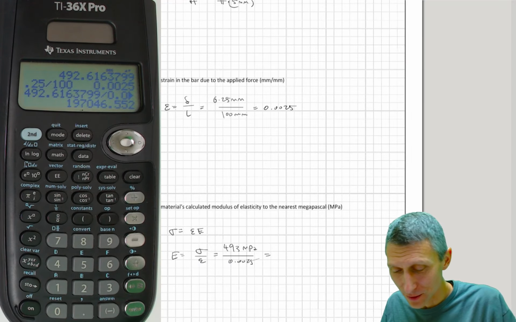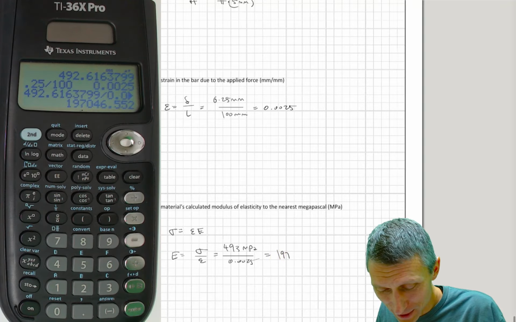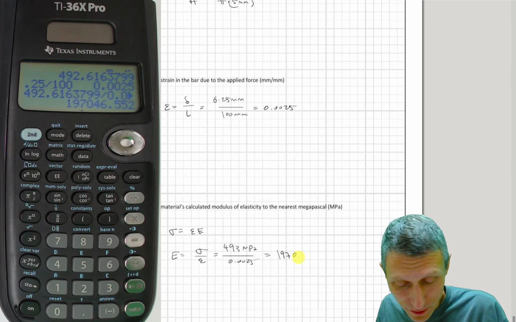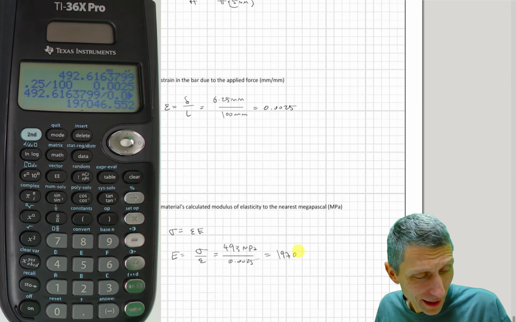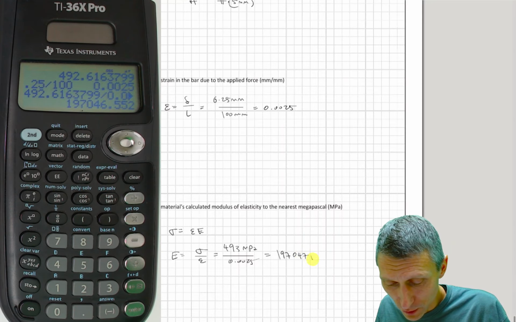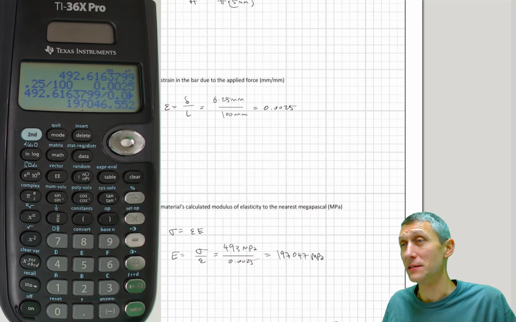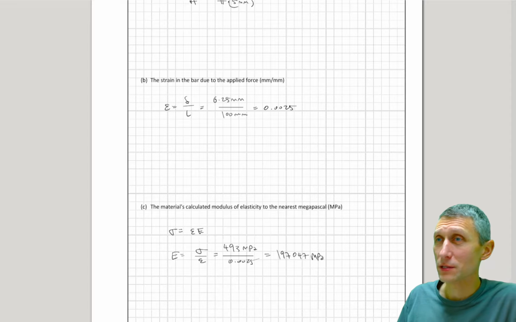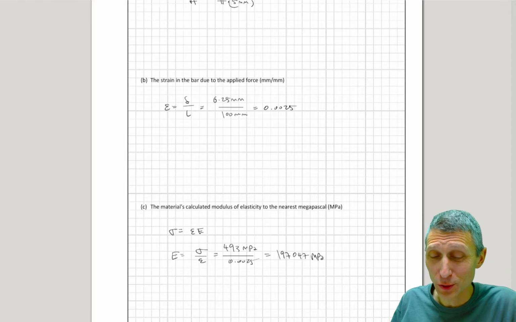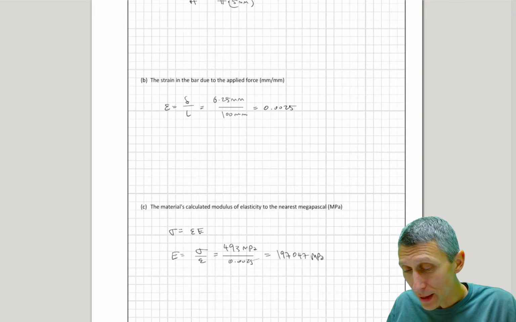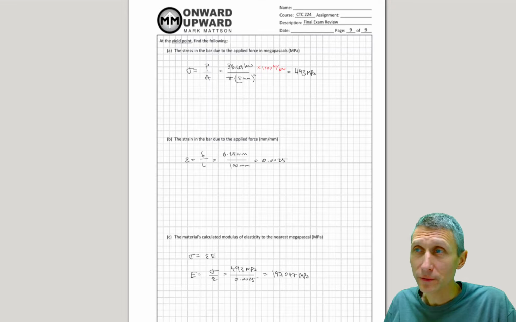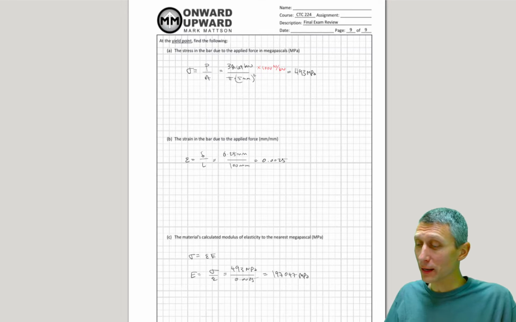If you're doing this with an actual lab or something like that, and you get 197 instead of 200, you're pretty darn close. I mean, that's pretty good, actually. To 2 significant digits, 197 rounds to 200,000. So not bad.